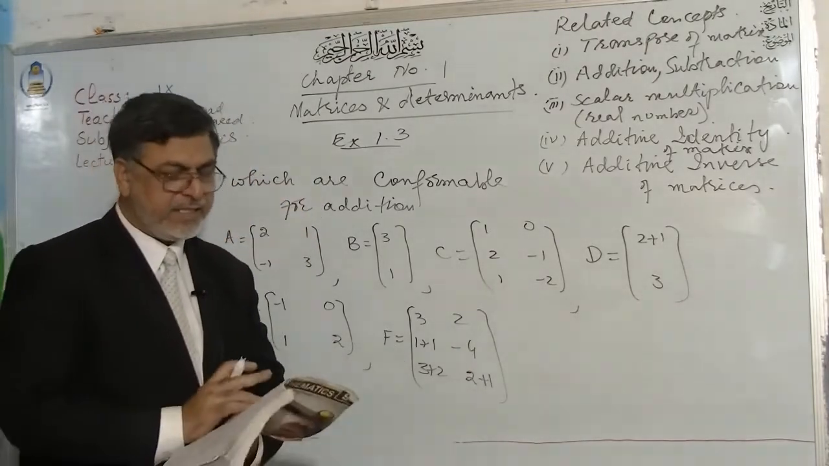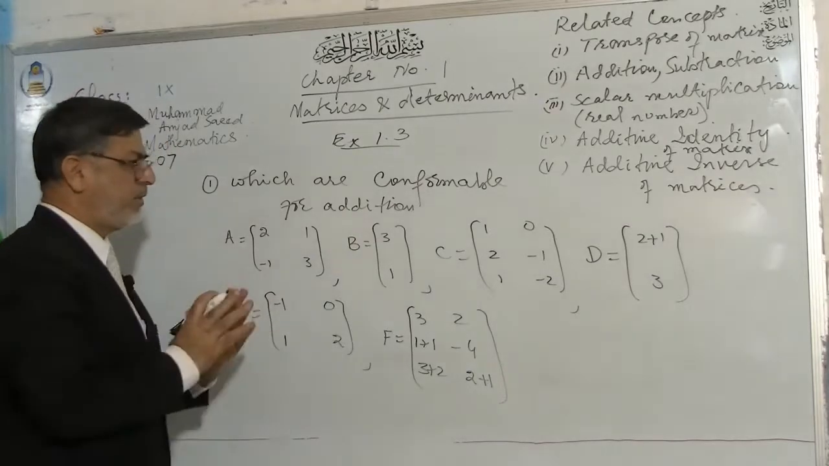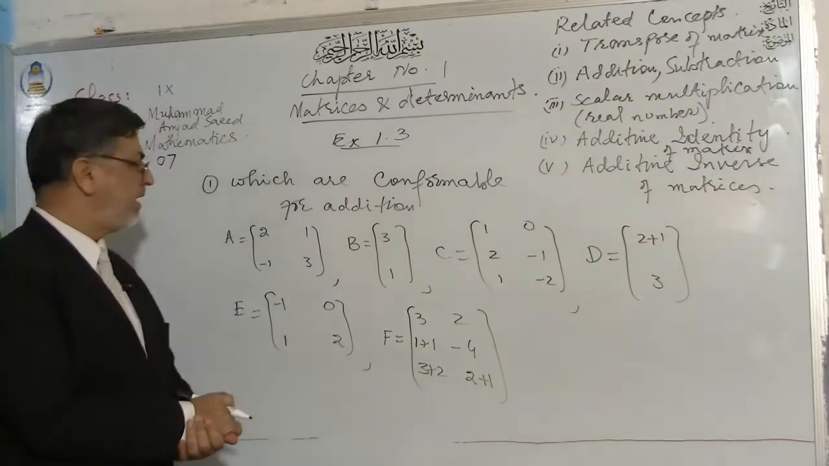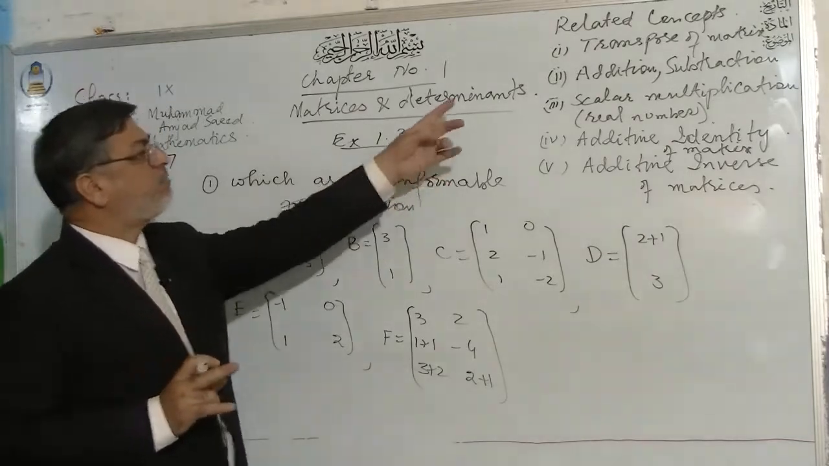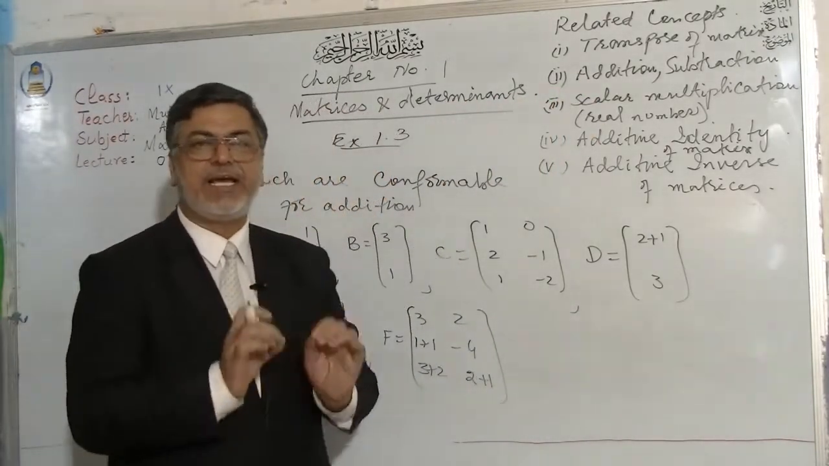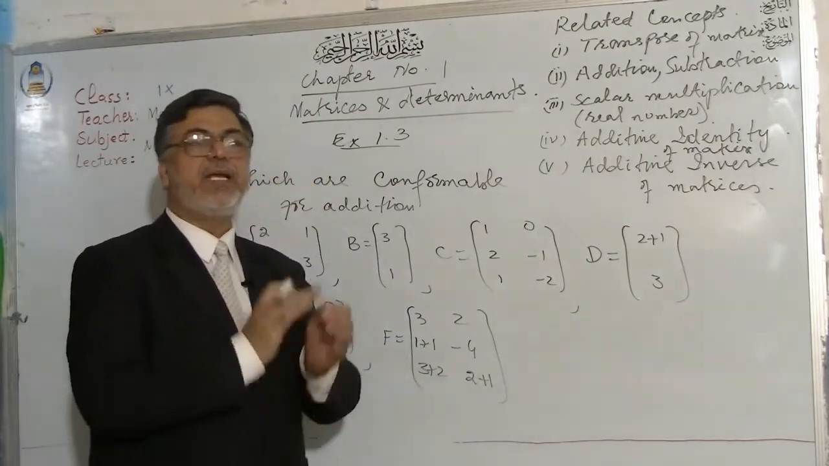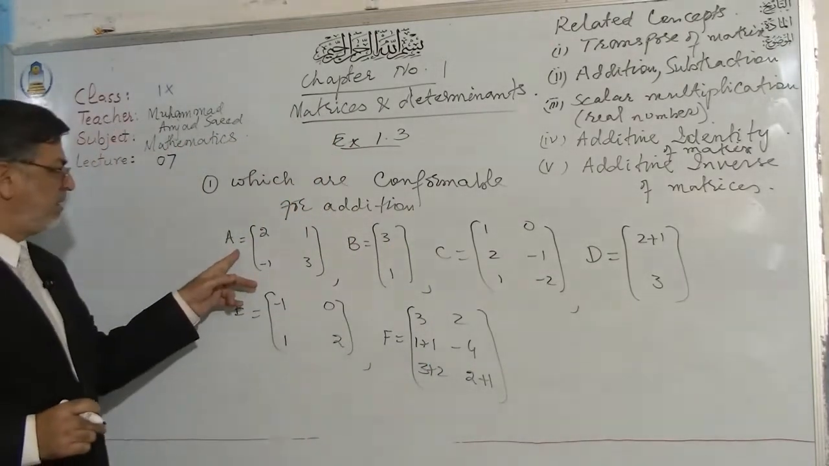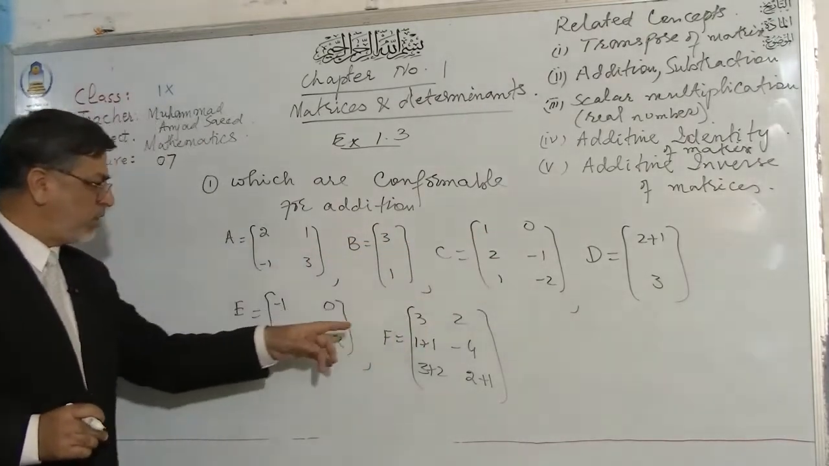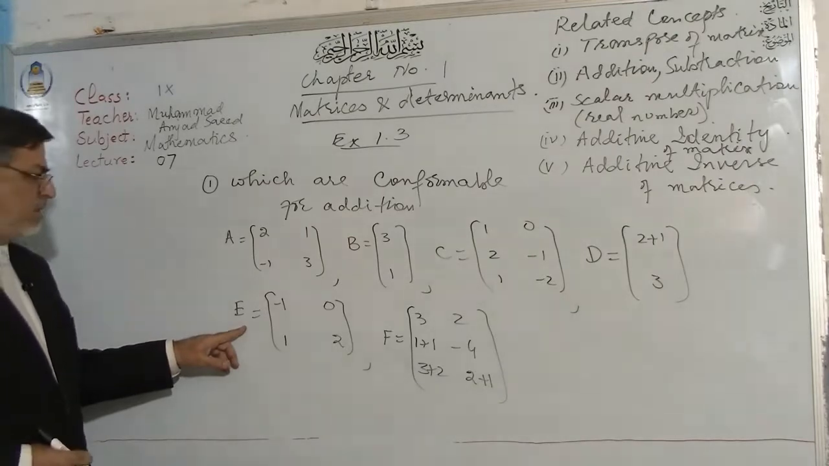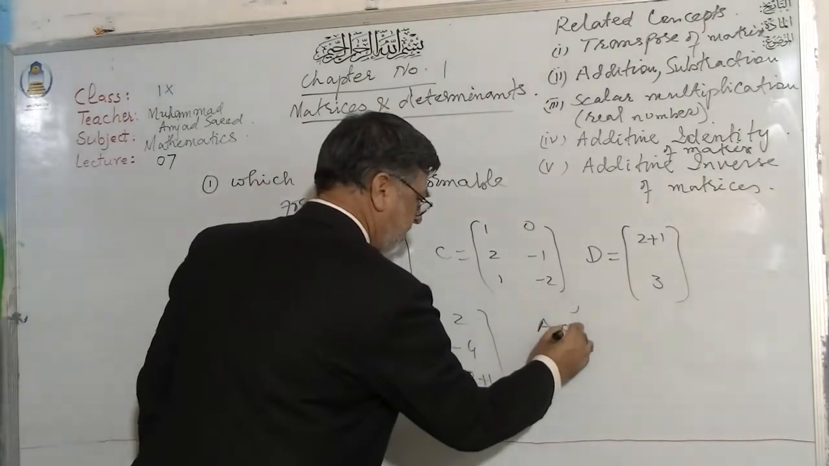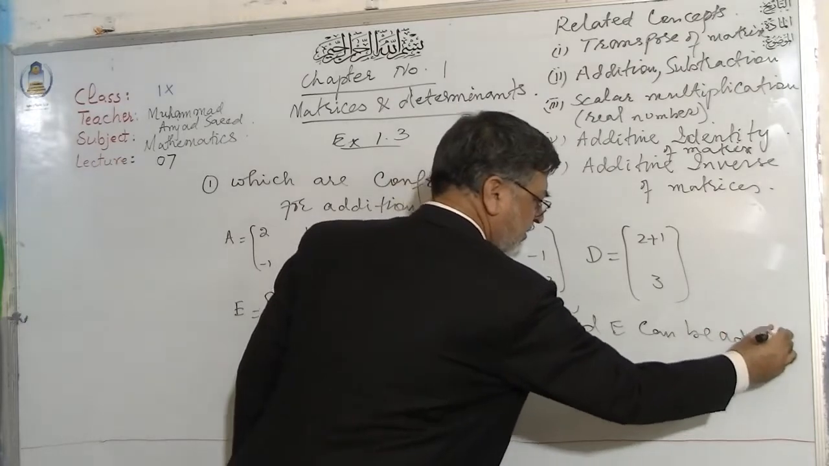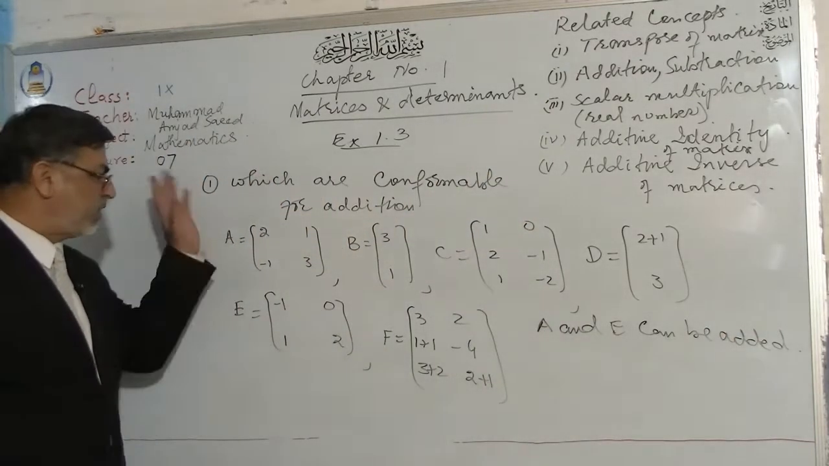Dear students, these are the matrices which are given to you, and we have to check which matrices can be added. I told you about the addition and subtraction of matrices, that they must have the same order, meaning the number of rows and number of columns must be the same. Here is 2 rows, 2 columns. Check another one which is having 2 rows and 2 columns, this one. So A and E can be added, because they have the same order.